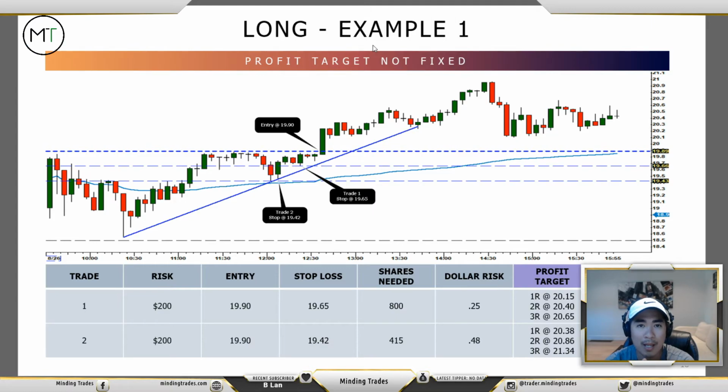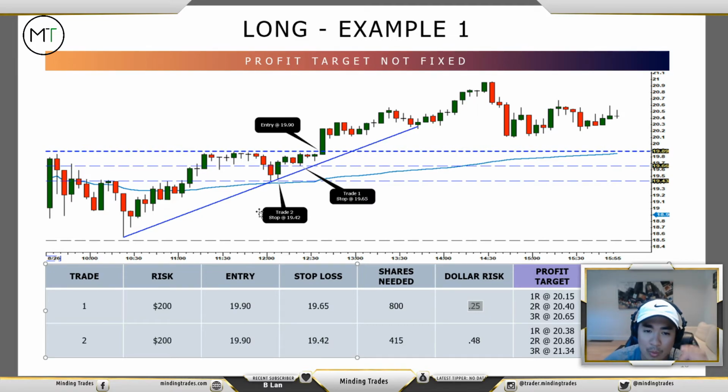So before we get into a trade, you want to have a trading plan: your entry, your stop loss, and your targets. For this example, there's no target set in stone, but your entry is 19.90. For trade 1, we're risking $200 per trade. $200 is 1R. Your entry is 19.90, your stop loss is 19.65. In order to trade this with a $200 risk, you'll need 800 shares because you're risking 25 cents.